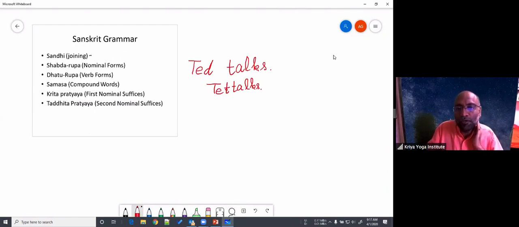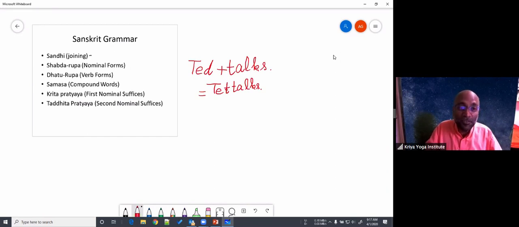And the Sandhi rule here would be that the final D of the first word, if it is followed by the initial T of the second word, then the D changes into T. And TED talks becomes TED talks. So it kind of becomes a Sandhi rule in English. In Sanskrit, of course, it is very, very extensive.